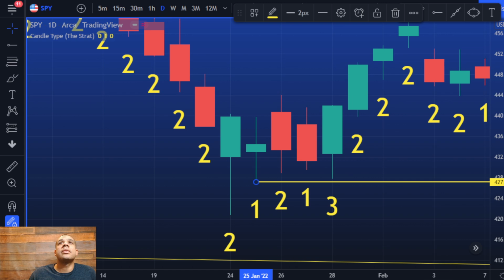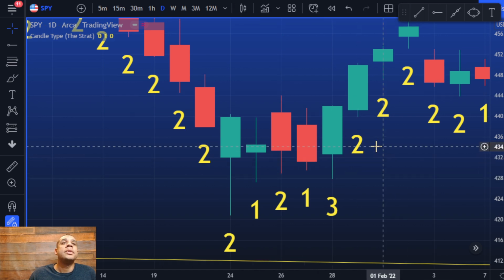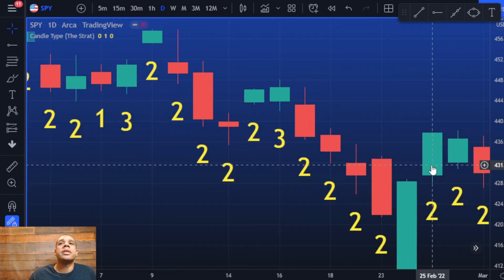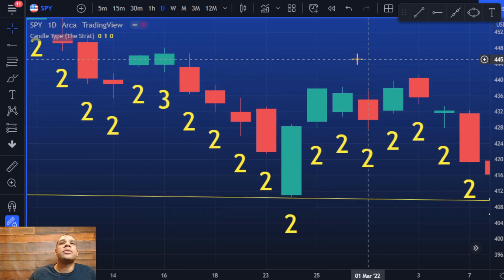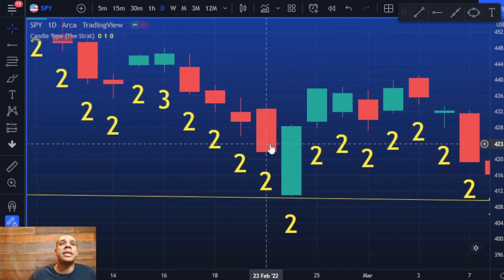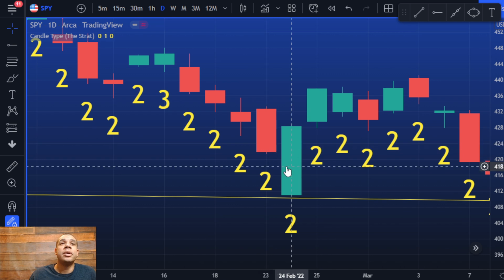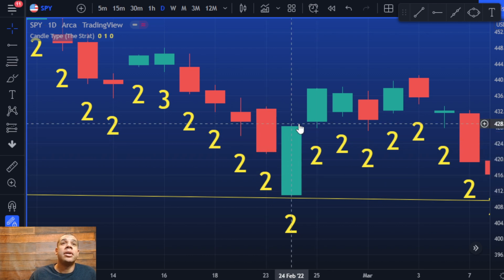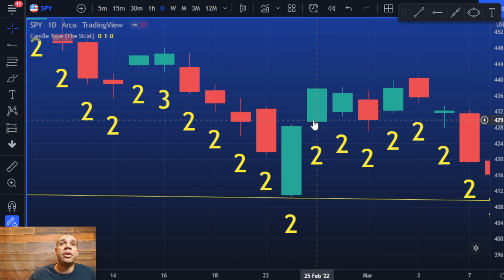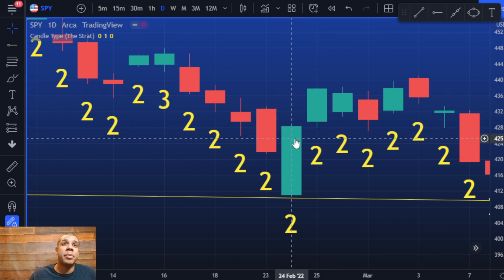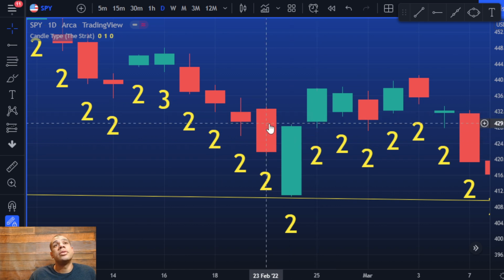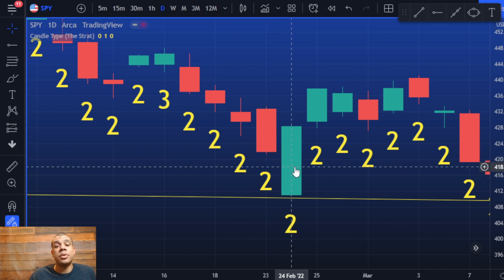And then now you have a scenario 2. Scenario 2 takes out one side of the previous range, either the top or the bottom. Let's get you some good 2s. Here's scenario 2 down. It takes out the bottom of this previous range. Then we have a scenario 2 up, where it takes out the top part of this range. So 2 down, 2 up. There's your reversal: 2 reversal down, 2 reversal back up.